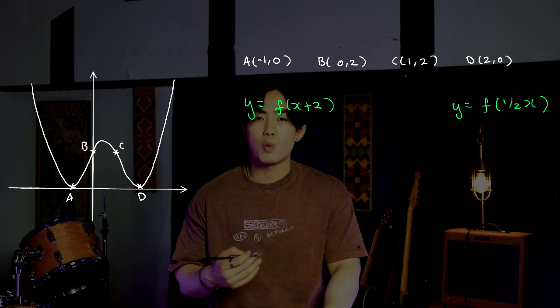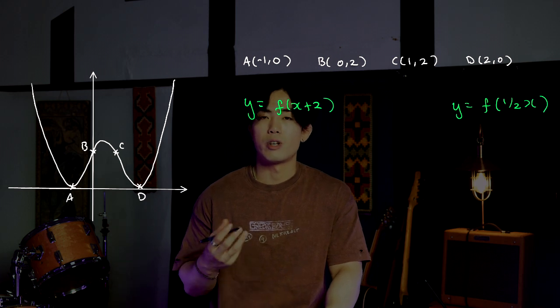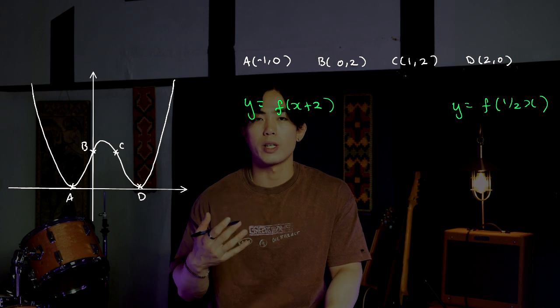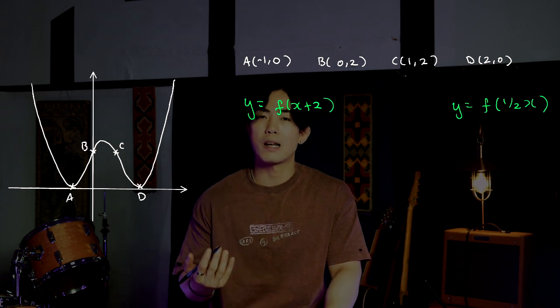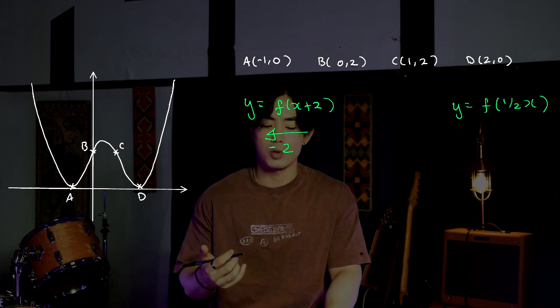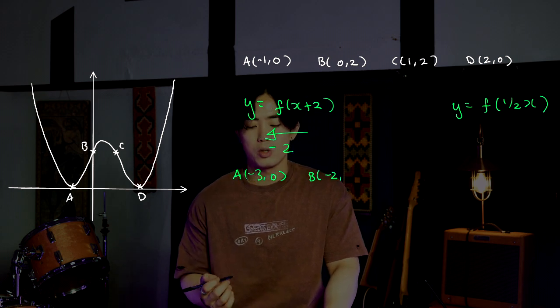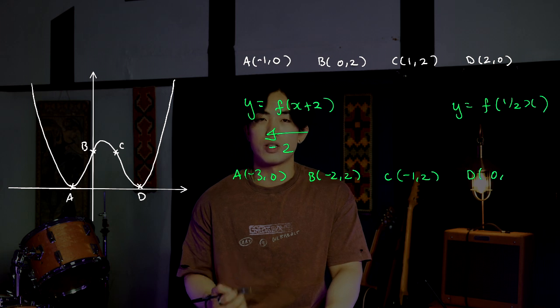Okay, so for the first one, we have y is f of x plus 2. So remember now the 2 is inside the bracket, so we have to think the opposite of what it would do. So plus 2 means it will be minus 2, so moving to the left by 2. So the new coordinates will be (-3, 0), (-2, 2), (-1, 2), and (0, 0).